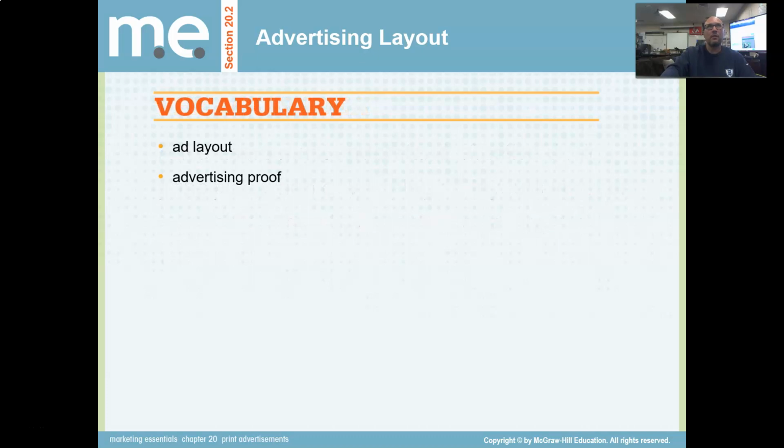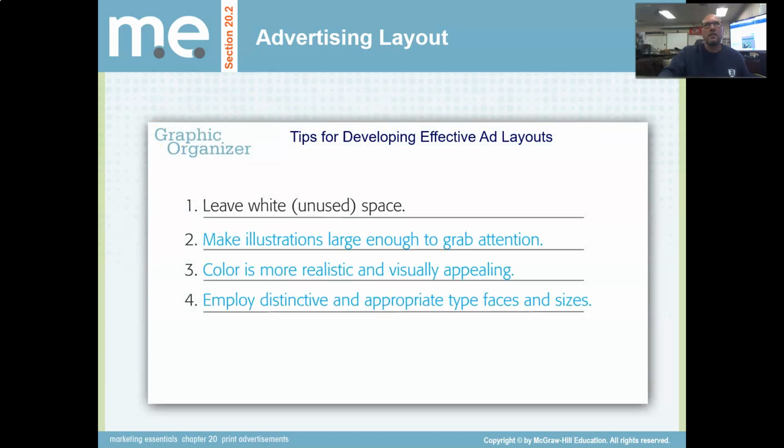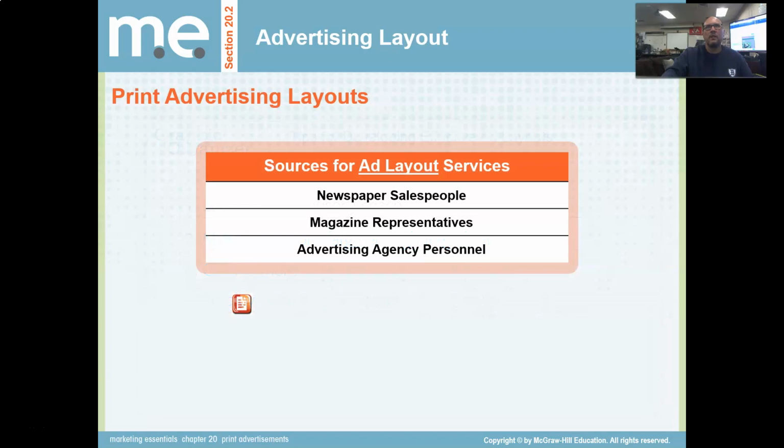So the 2 vocabulary for section 20.2, and that's why I combined all these vocabulary, because there's only 2 for this. It's ad layout and advertising proof. And so tips for developing the effective ad layout: leave white space. Number 2, make illustrations large enough to grab the attention. Number 3, color is more realistic and visually appealing. And 4, employ a distinctive and appropriate typeface and size.